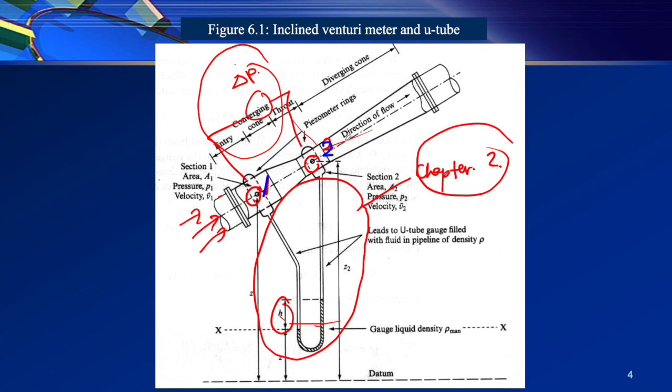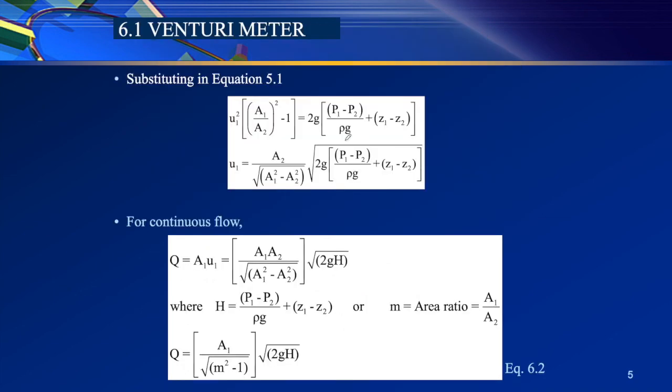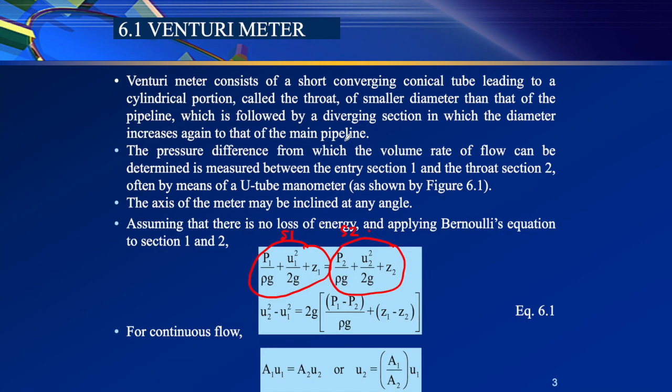Normally, we are not zeroing those points unless both points are exposed to the ambient surroundings, where the surrounding is atmospheric pressure. Now, it is not exposed to the surroundings because it is in the pipe, and in the pipe there is a pressure. Therefore, we are not zeroing the values of P1 and P2. We maintain them in the equation.